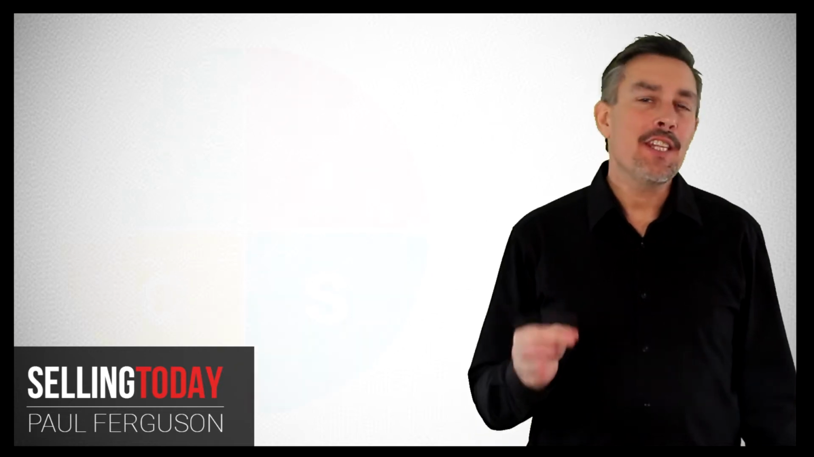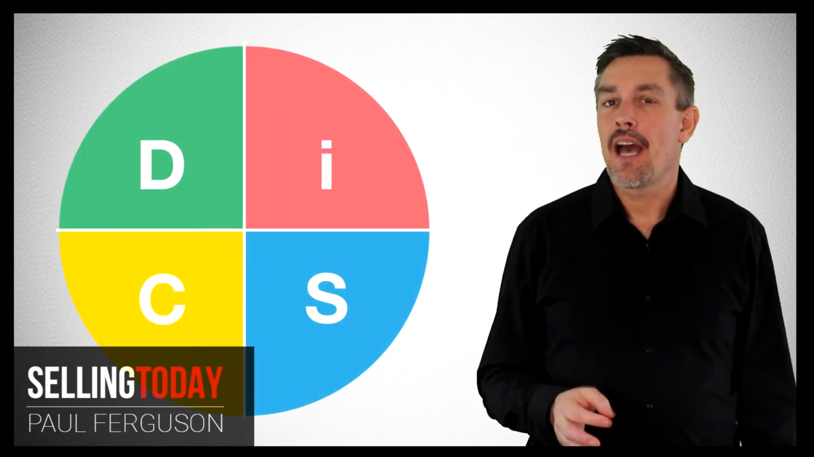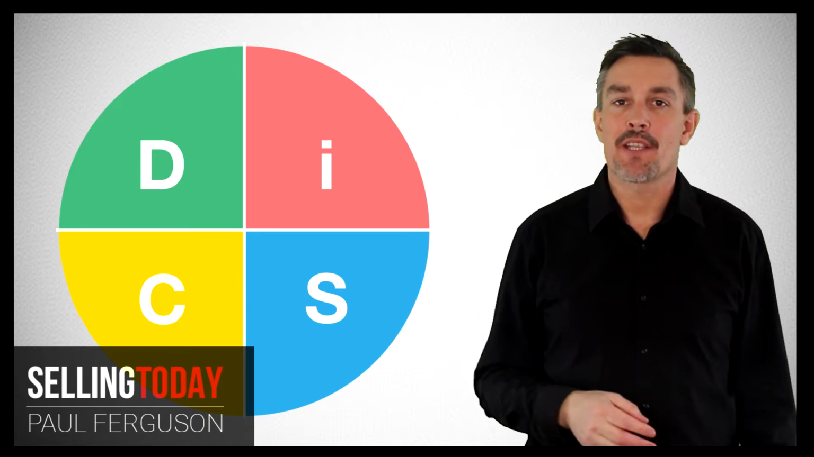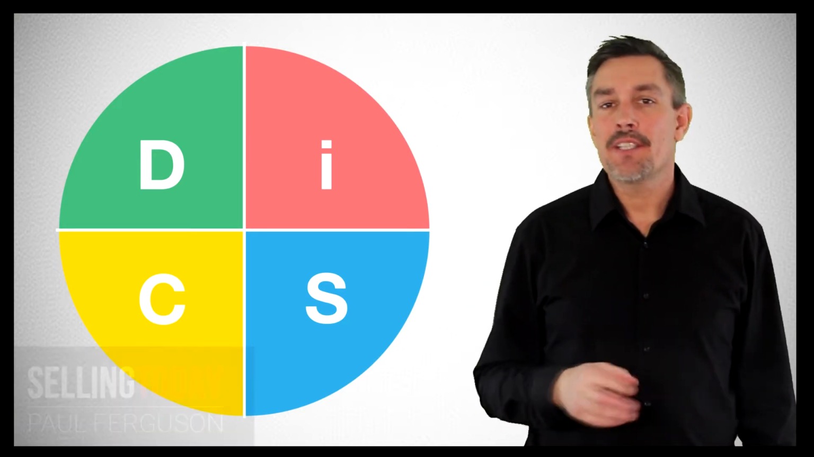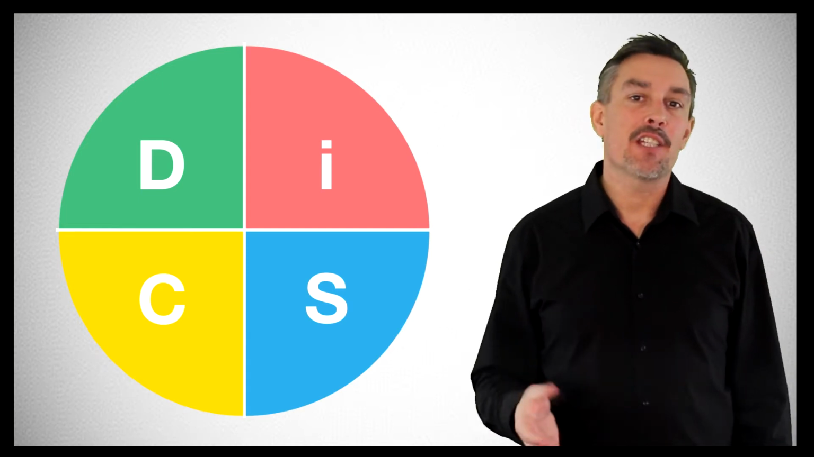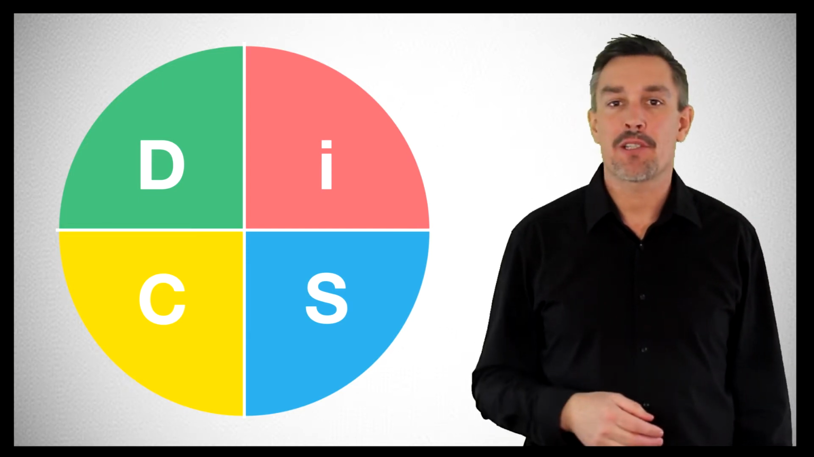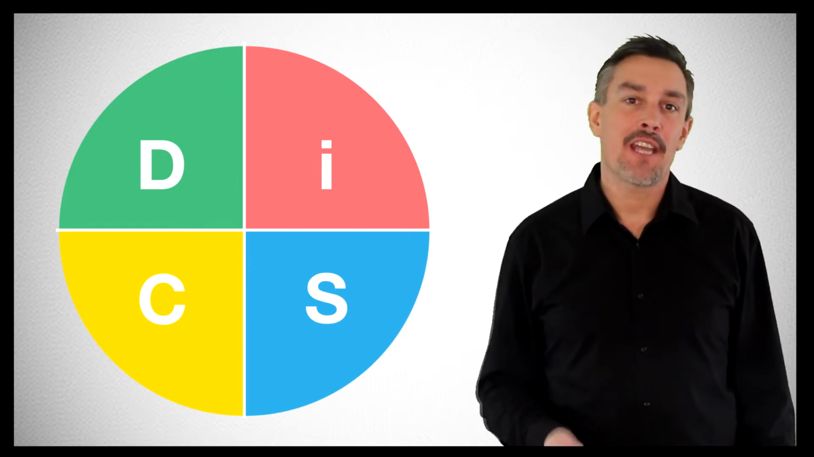Hi everyone, in this video we're going to look at something called the DISC and how we can use it to connect better with our prospects and become a 4D salesperson. So what exactly is DISC? Well, DISC is an assessment test that provides insight into an individual's personality or behavioural characteristics. So essentially we're going to learn what makes us tick.